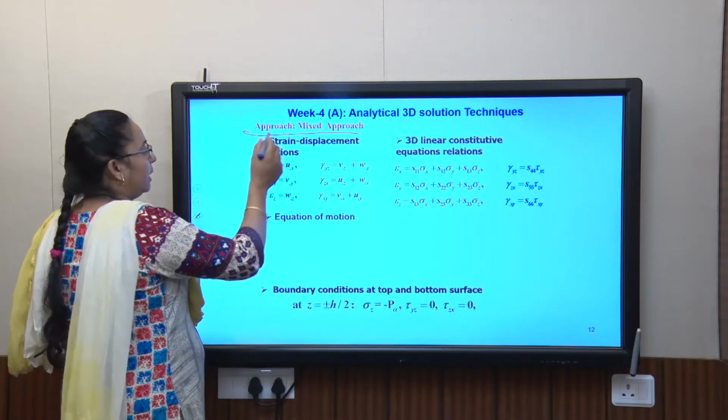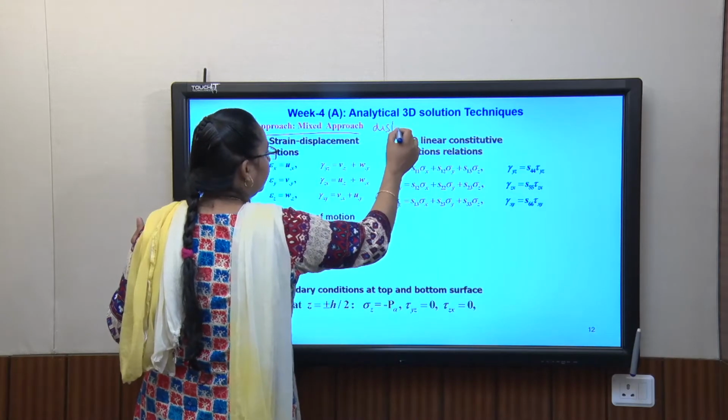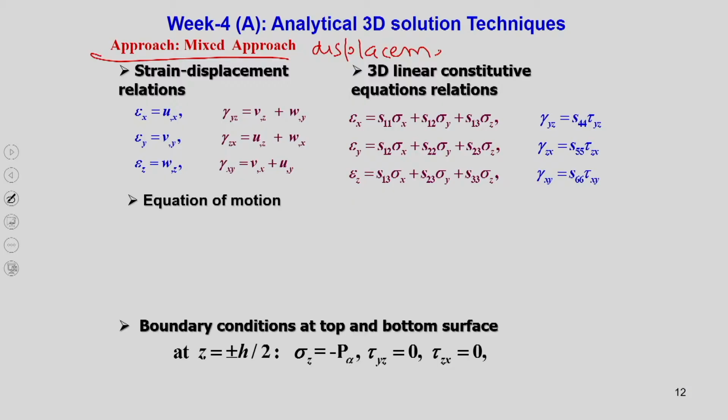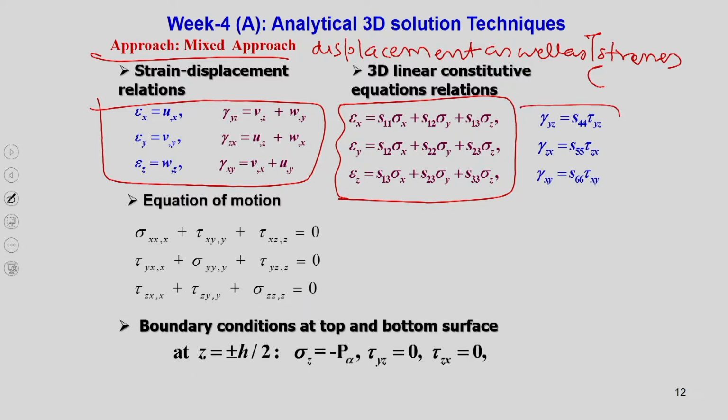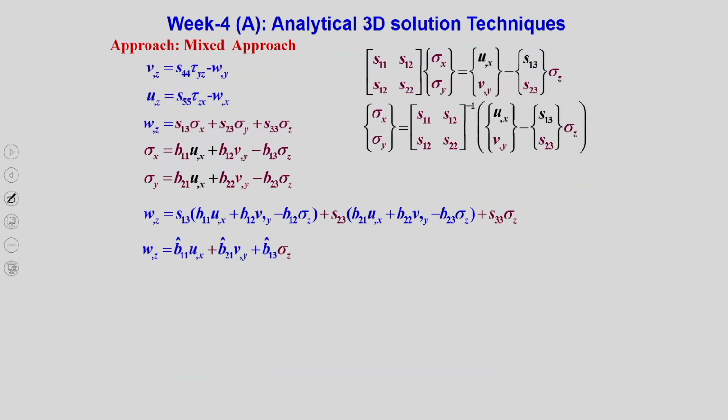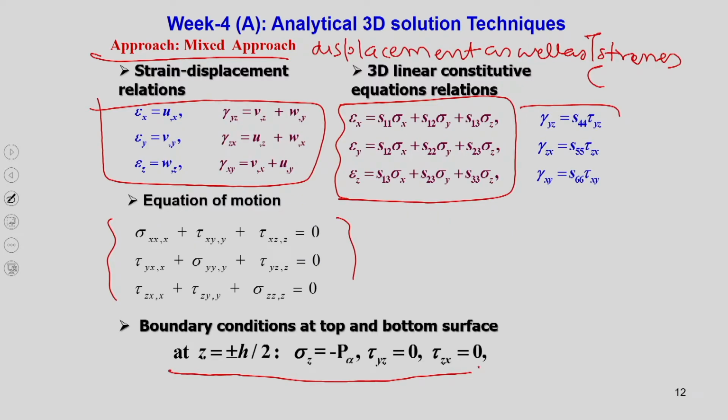So in the mixed approach, displacements as well as stresses, transverse stresses, if you talk about the T, transverse stresses are our variables. So you assume what we need: strain displacement, and you see that here I have written in a different way, in terms of compliances, strain stress relations, and then equations of motion and the boundary conditions. So we are going to use all these relations.